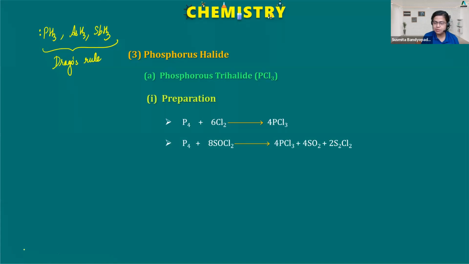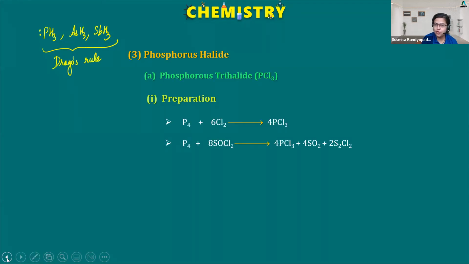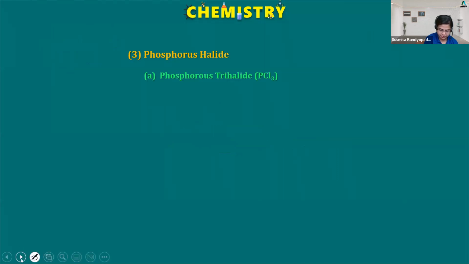So, these are some of the methods to prepare PCl3. They can directly make P4 react with chlorine. What's the name of SOCl2? Very good, thionyl chloride. What about SO2Cl2? Sulfuryl chloride, very good. This is thionyl chloride. So P4 with thionyl chloride, P4 with chlorine produces PCl3.